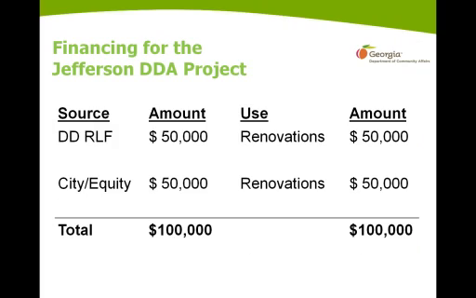In reviewing the financing for this project, as you can see, the city injected $50,000 towards the total renovation of the project. The Downtown Development Revolving Loan Fund provided $50,000 as well to go towards renovations, which created a total project cost of $100,000. So no acquisition costs were needed in the financing package for this particular project. It only funded renovations.